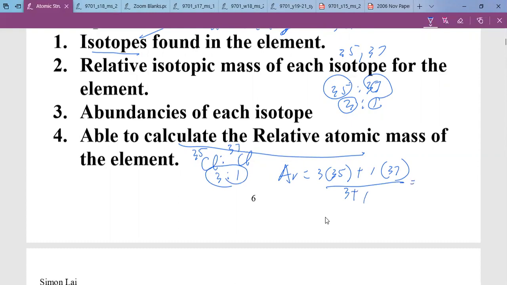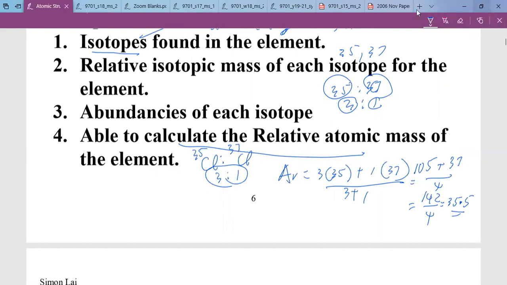Okay, now you do it by yourself. 3 times 35 gives you 105, plus 37, so 105 plus 37 equals 142. 142 divided by 4 is 35.5. Voila! You have been using this for ages. That's why it's 0.5. See now?